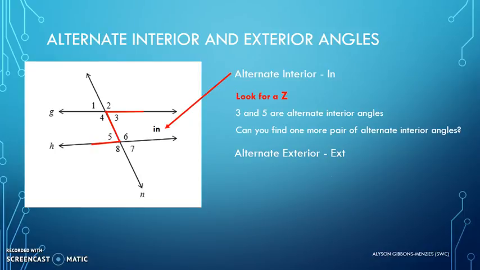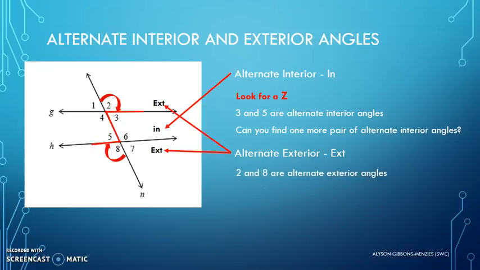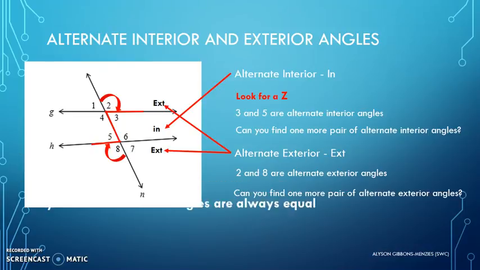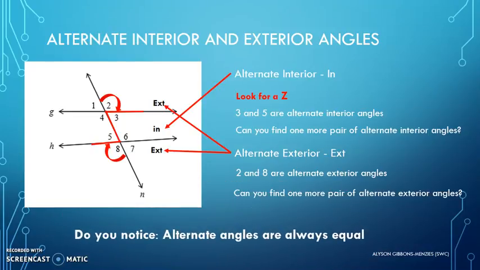Next, alternate exterior angles. Exterior being outside the two lines G and H. 2 and 8 are exterior alternate angles. Can you find one more pair of alternate exterior angles? That's right, 1 and 7. And do you notice? Alternate angles are always equal, and that's very important to remember.